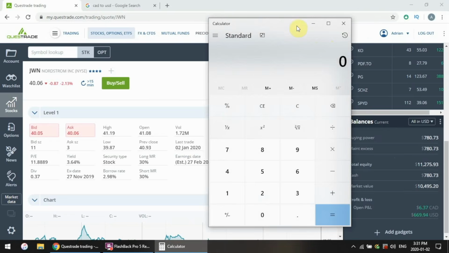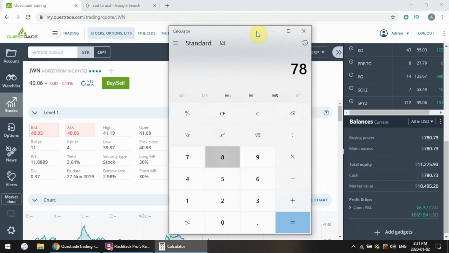So as before, I pull up my calculator, I enter my available cash, 780.73, and right off the bat, I subtract the $5 of commission that I pay when I buy stocks. In this case, I'm paying $5 US in commission. So I subtract 5, and I have $775 available to invest with.